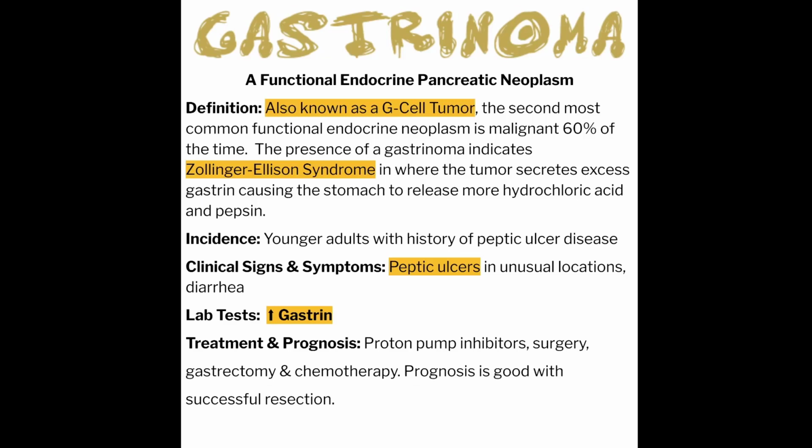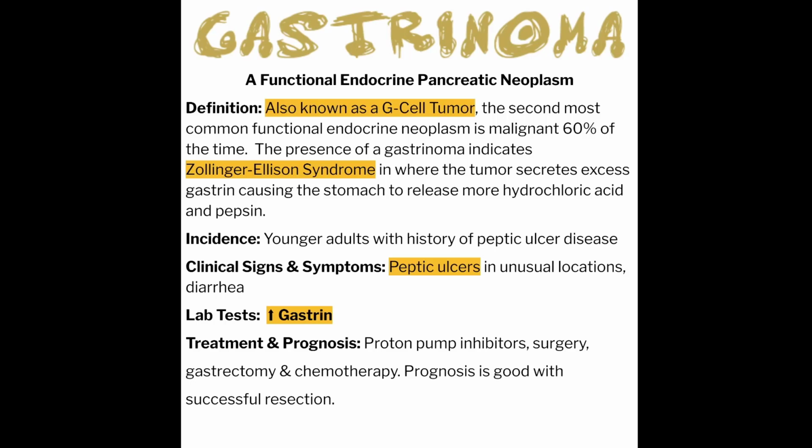Now, another functional endocrine pancreatic neoplasm is the gastrinoma, and these are also known as G-cell tumors because they arise from the gamma cells, and the gamma cells are responsible for producing gastrin. So gastrinomas are the second most common functional endocrine neoplasm, and these ones are going to be malignant 60% of the time. So let's walk that back for a second.